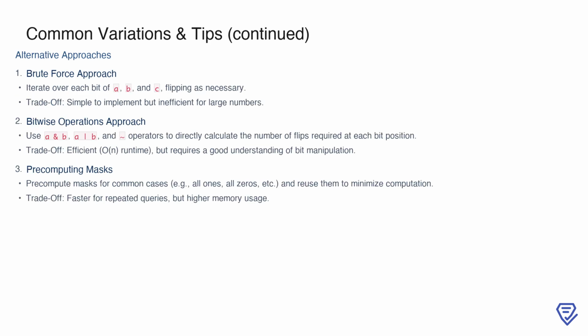There are multiple approaches to solving this problem, each with its own trade-offs. A brute force approach involves iterating over each bit of A, B, and C, flipping as necessary. While this method is straightforward, it can become inefficient for large numbers. A more optimal approach leverages bitwise operations like AND to directly calculate the required flips for each bit, achieving linear runtime. For even greater efficiency in repeated queries, you can use pre-computed masks for common cases, like all ones or all zeros, and apply them as needed. However, this method increases memory usage, so it's important to weigh the trade-offs based on the context of the problem.